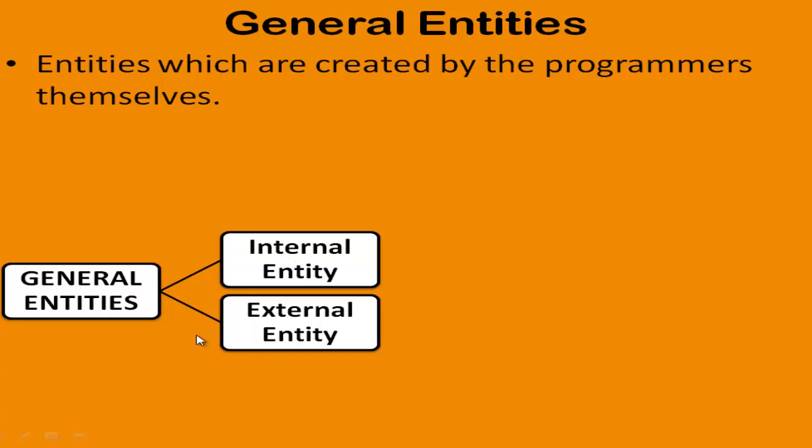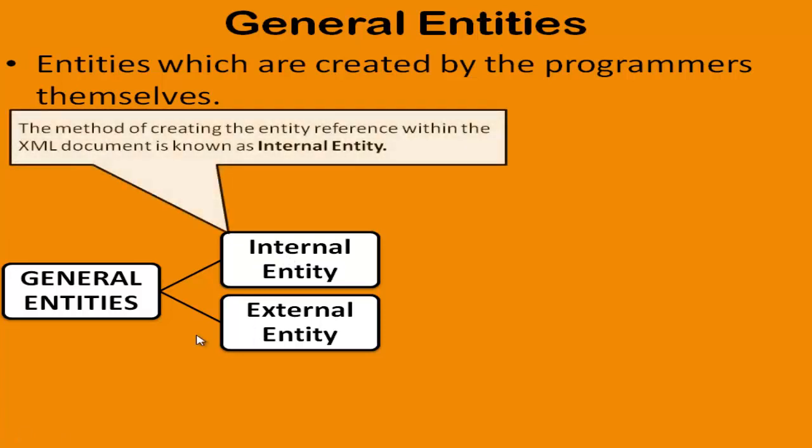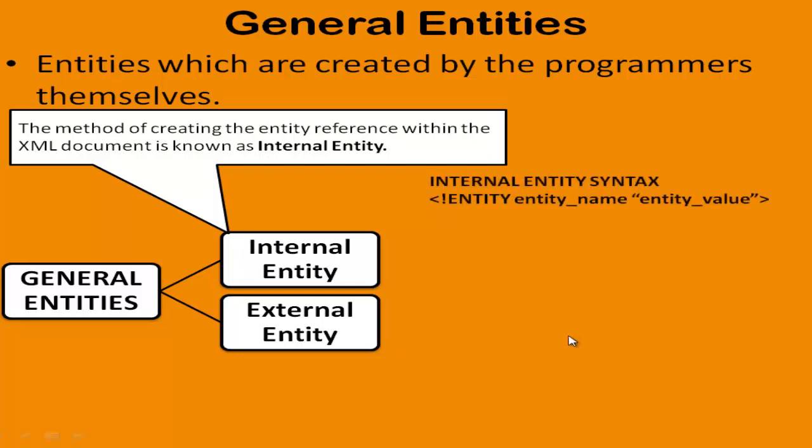So what is an internal entity? Internal entity is a method of creating the entity reference within the XML document. If you create an entity reference within the XML document, it is known as internal entity, and the syntax will look like this: ENTITY and then entity name. Entity name here is not a predefined one, it is user defined. Whatever name you want to give, you can provide at that place. And entity value is nothing but the value which must be replaced when that particular entity name is used inside your file.